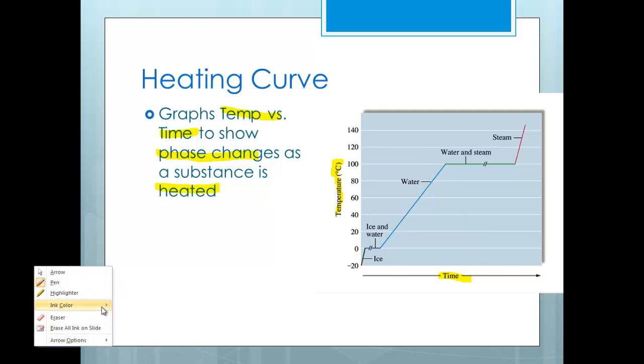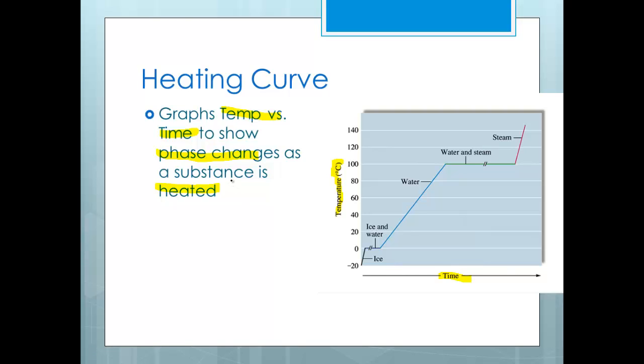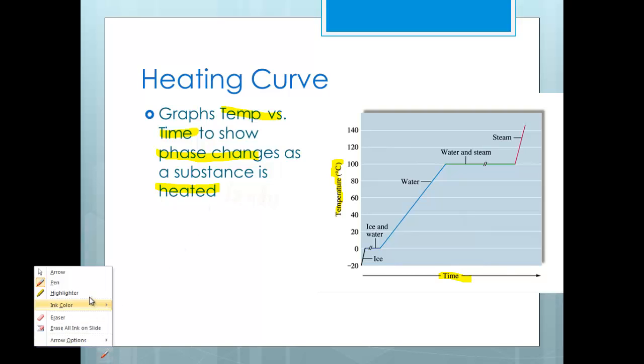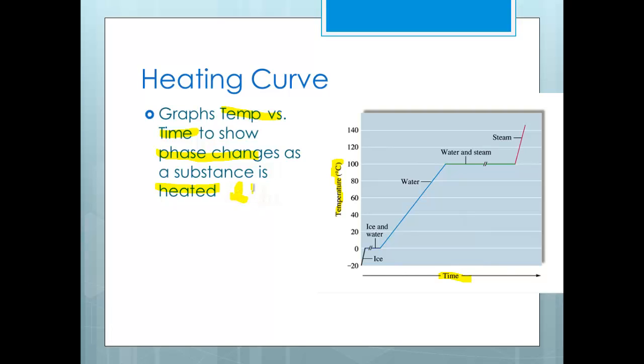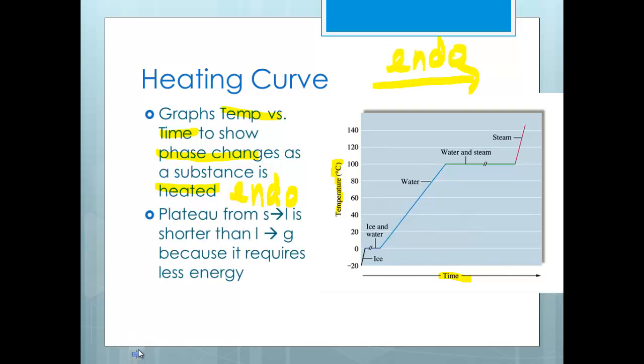One of the things that we talked about the other day is that if the substance is being heated, it is an endothermic reaction. Let's see if we can get this to show up at least in the highlighter here. There we go. Okay, it's endothermic. So if we're going this way, it's endothermic. Heat is being absorbed, or put into the system.